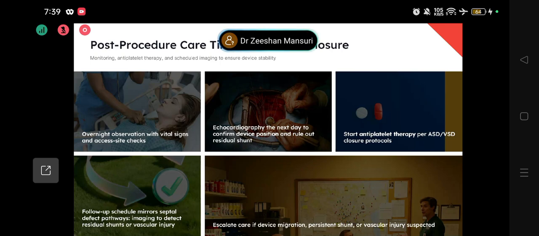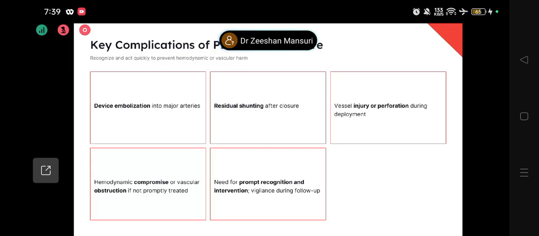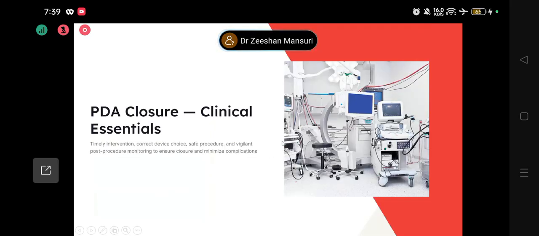Normally, in the pediatric population, we don't give aspirin in the PDA, but in adults, you should give it to prevent any thrombosis or atherothrombosis. And you do not require any further follow-up for the PDA, to be honest, but always look for the complications like device embolization, residual shunting, or hemolysis, vessel injury or perforation, coarctation or aortic stenosis, and left pulmonary artery stenosis. Hemodynamic compromise or vascular obstruction, and then surgery may be required if the device is not achievable.